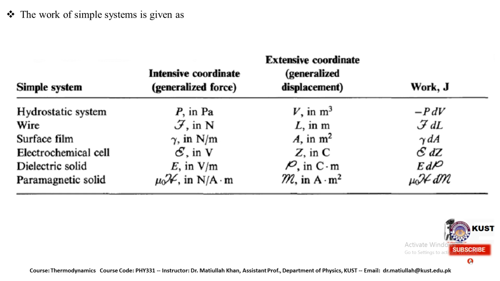And at the end we have a paramagnetic solid, that was in the previous lecture. We have mu naught H, that is measured in Newton per ampere meter, and the magnetization is measured in ampere square meters, and mu naught H dM is the generalized work. So in all cases we have summarized from this table that the product of the generalized force and generalized displacement gives us generalized work.